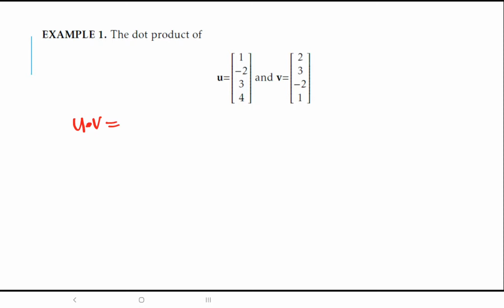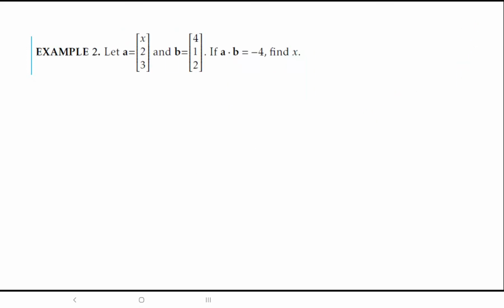Okay, so punta muna tayo sa dot product. So u dot v is just equal to 1 times 2, which is 2, plus 2 times negative 3 is negative 6, and then 3 times negative 2 again is negative 6, and then 4 times 1 is 4. So we have a negative 6. Okay, so ang dot product ng u at sa v ay negative 6. Okay, how about the next one?